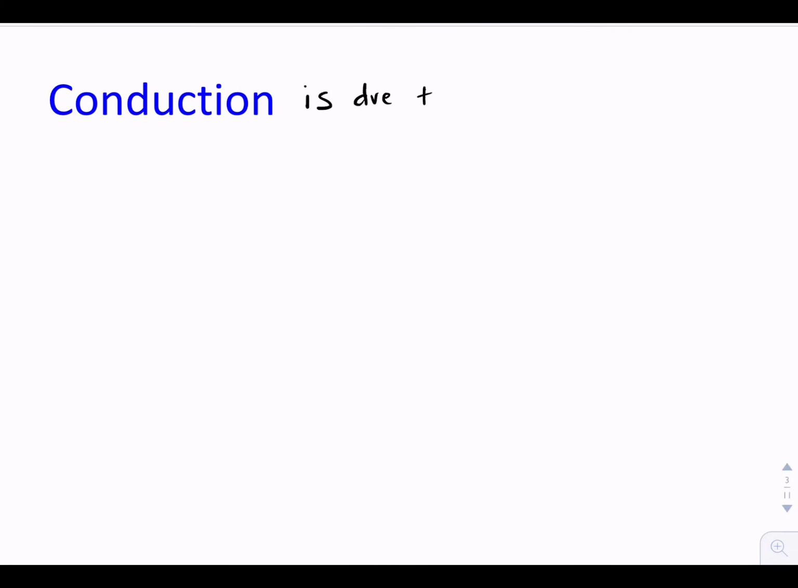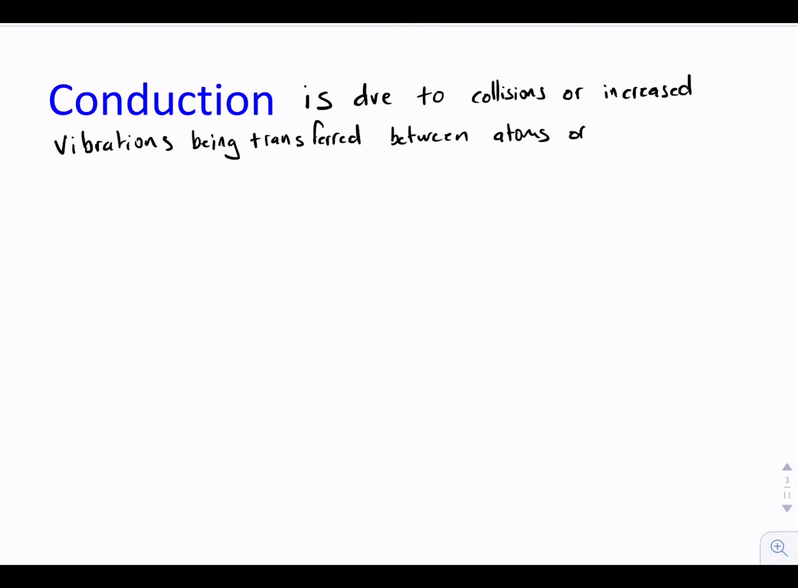The first mechanism, conduction. Conduction is due to collisions or increased vibrations being transferred between the atoms or molecules, and this generally occurs most efficiently in a solid. When we're talking about heat flow, we're talking about heat per second. This is the rate of heat flow.